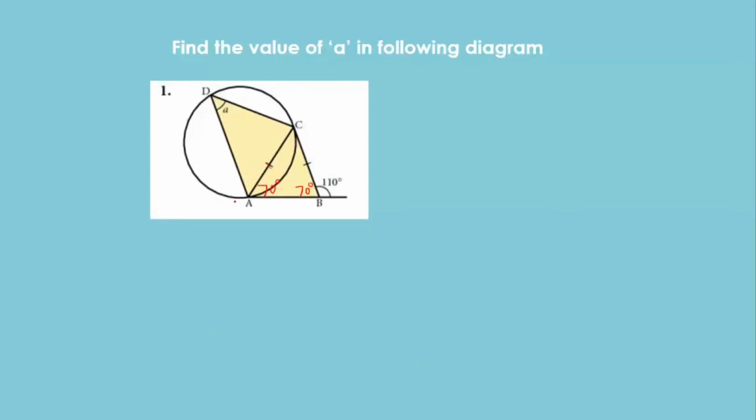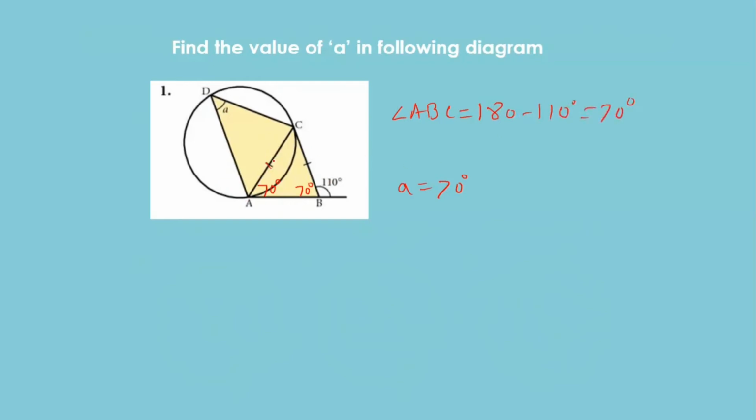Now this is a tangent. Your AB is a tangent and angle A is the angle in the alternate segment. Okay. So that is how you get A is equal to 70 degrees. Got it? So what did we do? We first found angle ABC is equal to 180 minus 110, which is equal to 70 degrees.